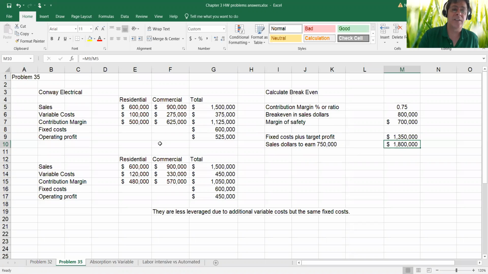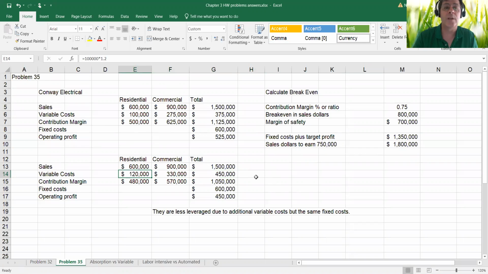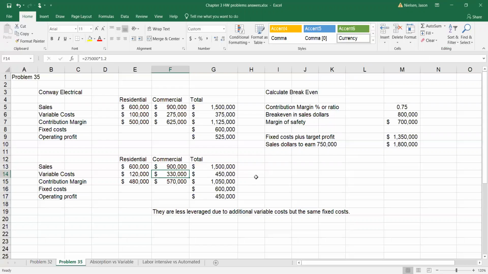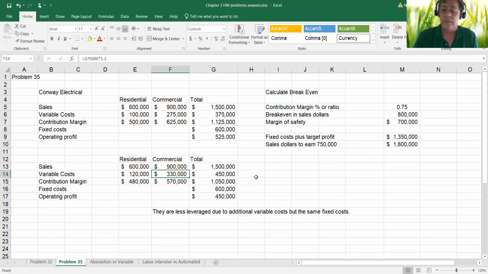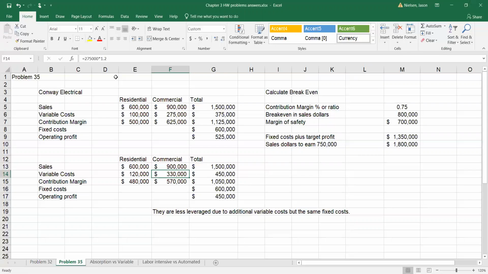So going back to this base case that they provided for us, they already did the income statement on a contribution margin basis. Then they ask us what would happen to the operating profit if our variable costs are 20% higher than originally anticipated. I have a question on that. Go ahead. I thought it specifically said only the commercial was 20% higher. Oh, you did? That's what I thought it read too. All right, let's change that.